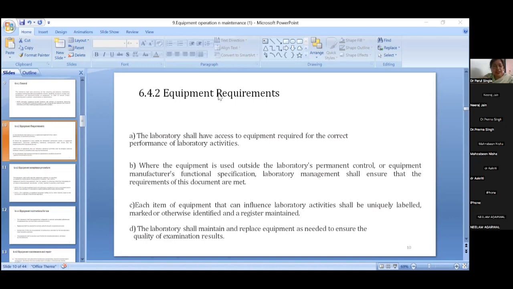Then the lab shall maintain and replace equipment as needed to ensure the quality of examination results. You have to maintain as per the manufacturer instructions. If they say you have to do daily maintenance, weekly maintenance, then monthly maintenance, you have to do that according to the manufacturer instructions, and you have to replace your equipment whenever required. Whenever it is troubling you, its breakdowns are more, results are not precise, and on repeating you find variation, then you have to decide that it needs replacement or that you want to upgrade your equipment, and you should do it.